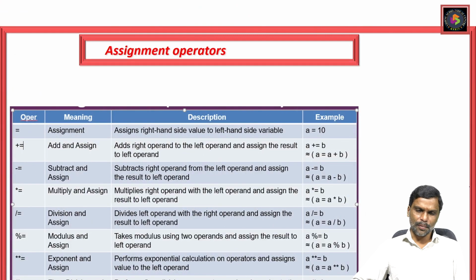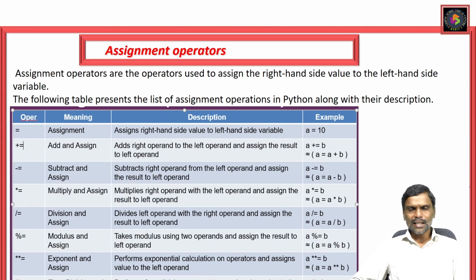Let us see assignment operators. What is an assignment operator? Assignment operators are used to assign the right hand side value to the left hand side variable. So you know that here A is a variable, and the equals symbol assigns the value, A is equal to 10. So this is called assignment. Left hand variable is there, right hand it gives the value.